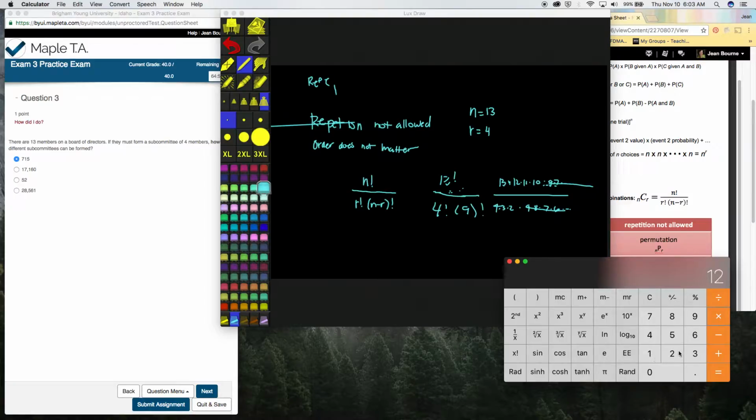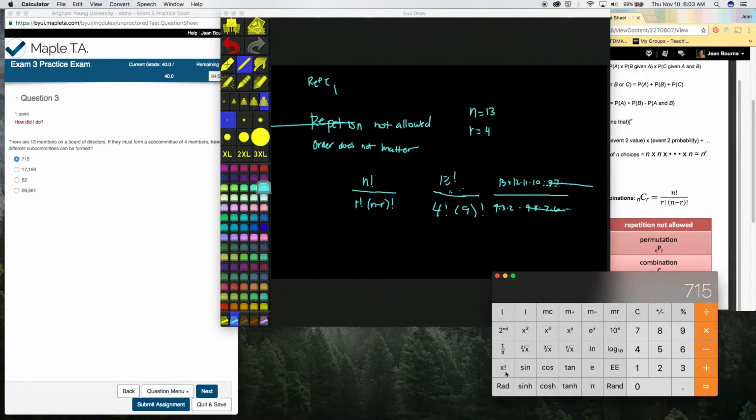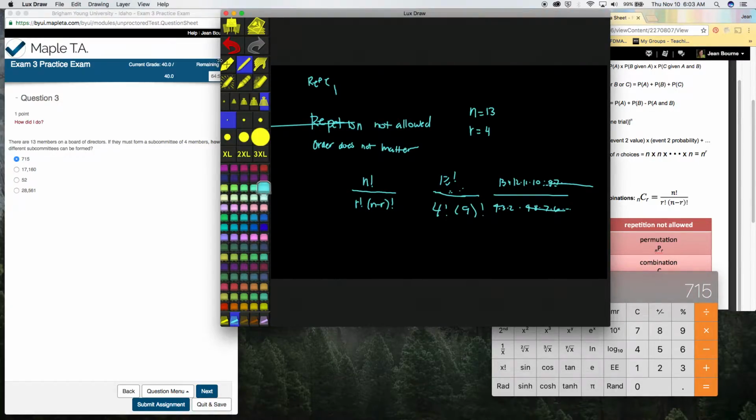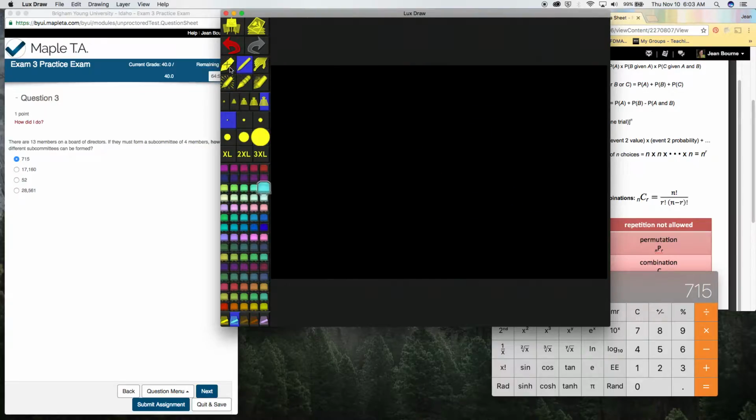13 times 12 times 11 times 10 divided by 4 divided by 3 divided by 2. I get the same answer, okay? But if you can find a calculator with one of those factorial buttons, it's going to be easier. Okay, great. Moving on to number 4.